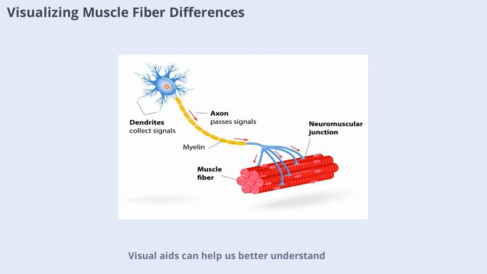Visual aids can help us better understand the differences between small and large motor neurons. Diagrams and illustrations show how thin slow-twitch fibers are organized for endurance, while thick fast-twitch fibers are structured for power. These visuals reinforce the idea that muscle structure is closely linked to function, and that our bodies are designed for both stamina and strength, depending on the demands placed upon them.